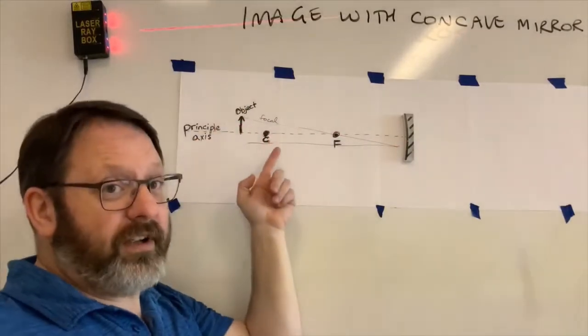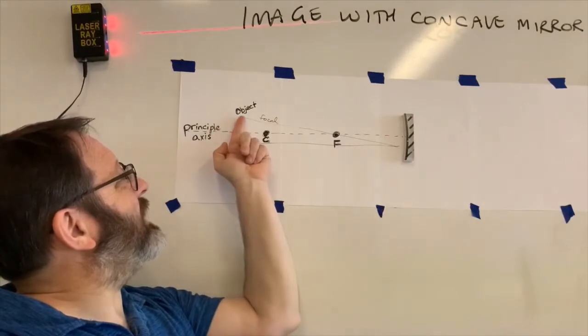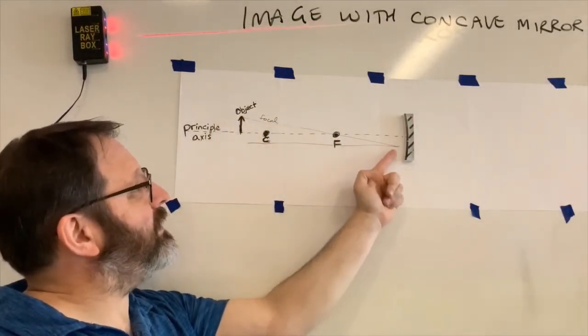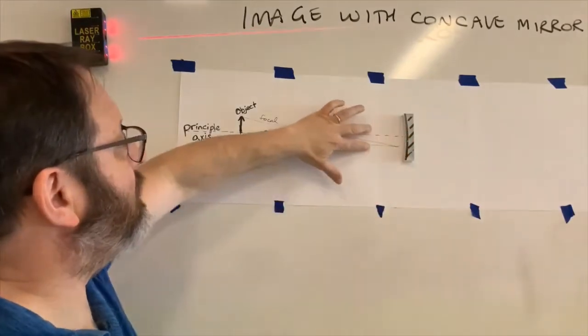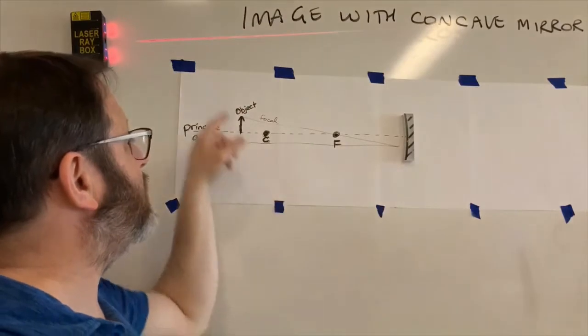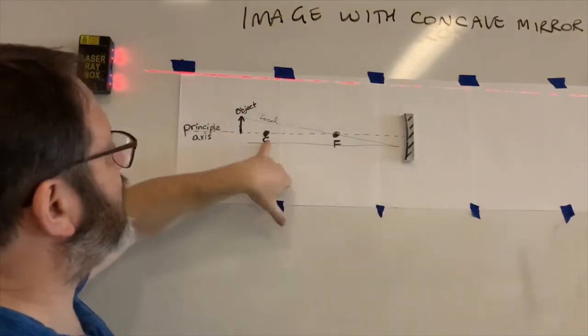For you drawing it, you don't have a real laser and a real mirror. So just draw a line from the object straight through the focal point F, hit the mirror, and then when it hits the mirror, draw it coming parallel to the principal axis. So that's one of the lines. That's the focal line.